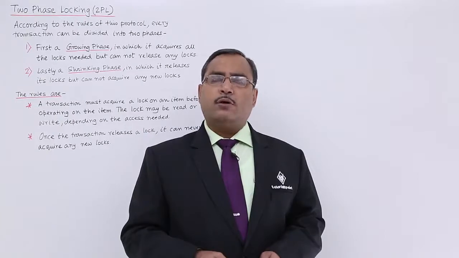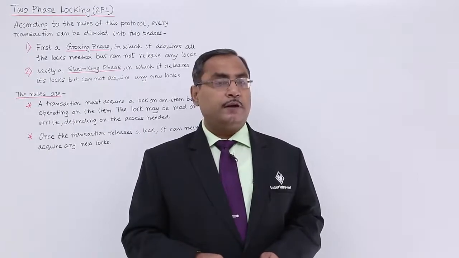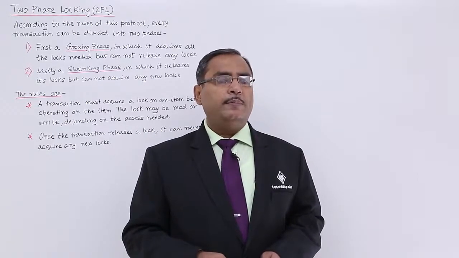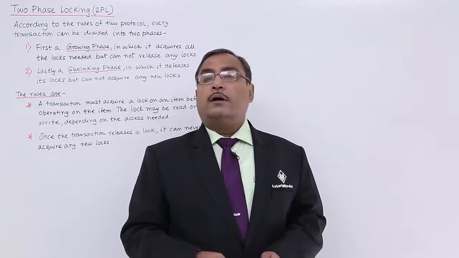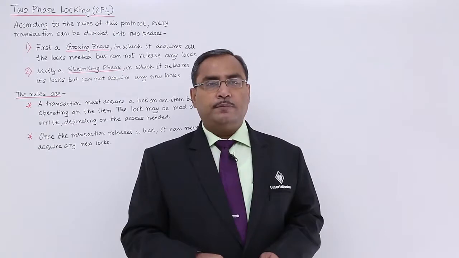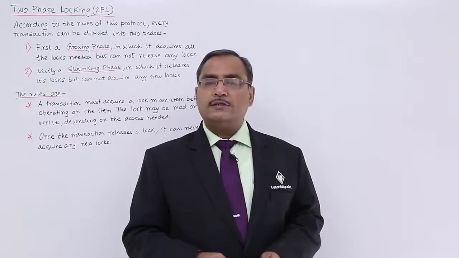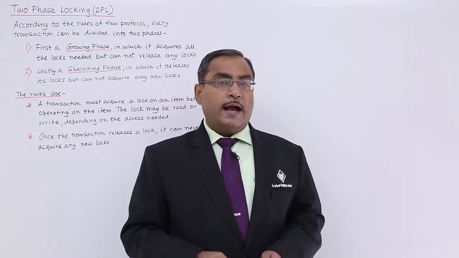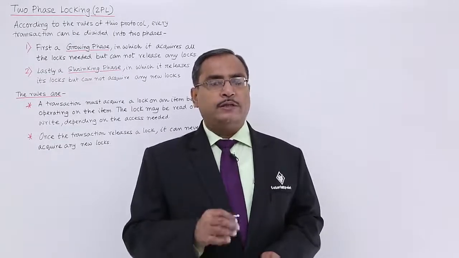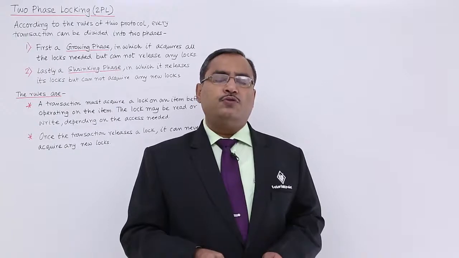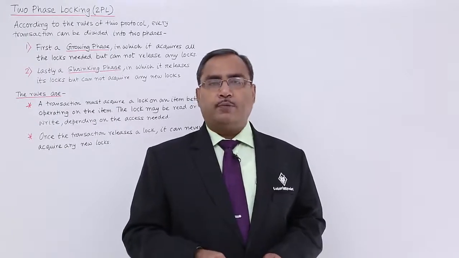In our concurrency control, we discussed multiple different problems. We had a problem like the lost update problem. We had a problem like the uncommitted dependency problem. We had a problem like the inconsistent analysis problem. And those problems can be solved using this 2PL. So that's why this 2PL, that is two-phase locking, is very important.